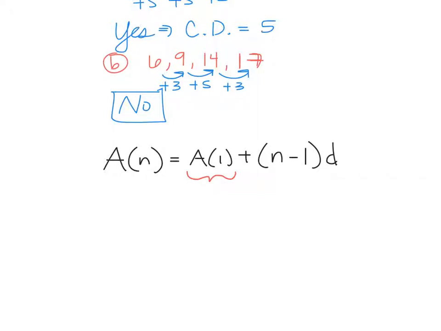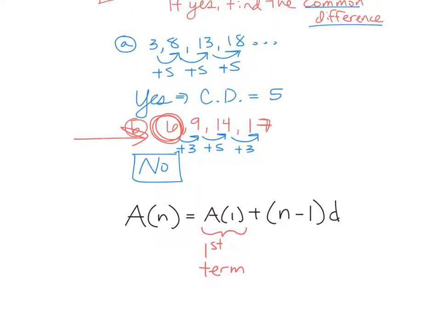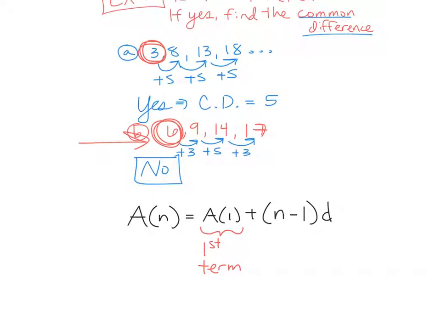A of 1, okay, is your first term. So for instance, if I look back to this problem, A of 1 would have been 6. If I looked back to this problem, A of 1 would have been 3. Okay, your first term always goes right here. Don't let the A and the 1 freak you out. Just know it is your first term, A of 1.